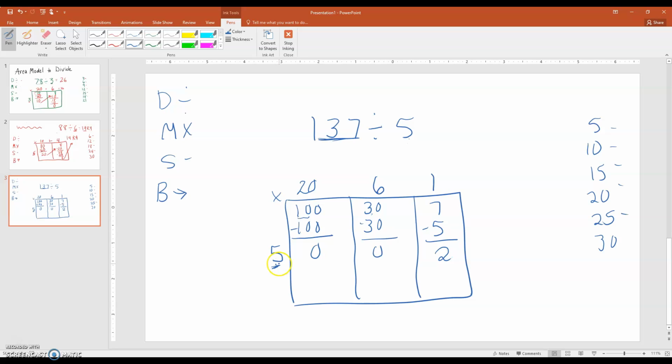I said, can I get another group of 5 out of that 2? And I can't. If I only have 2, I can't circle 5. So that means the 2 comes up. It is a remainder with a capital R. I add my partial quotients, and I have 20 plus 6 plus 1 is 27 with a remainder of 2. And again, that means that I can get 5 groups of 27 in 137, but I would have 2 left over. You can check that with 27 times 5 plus 2.